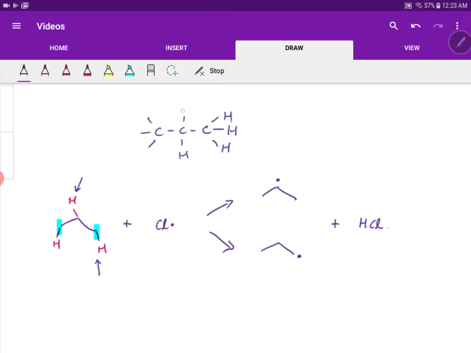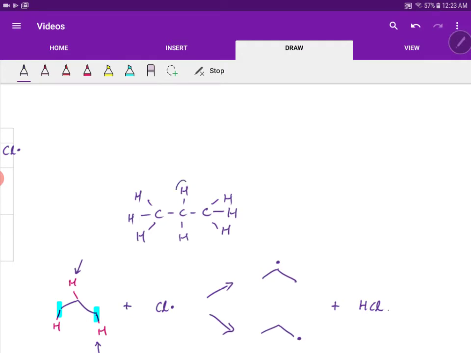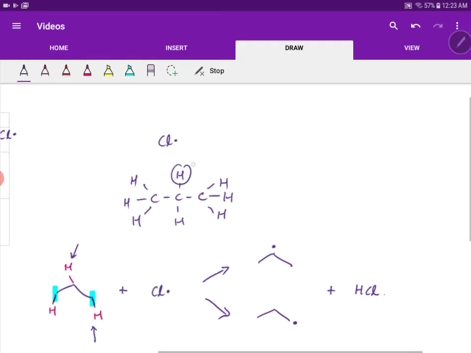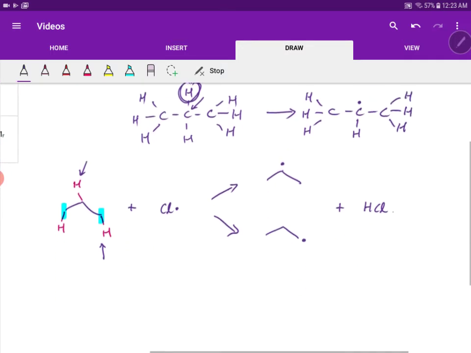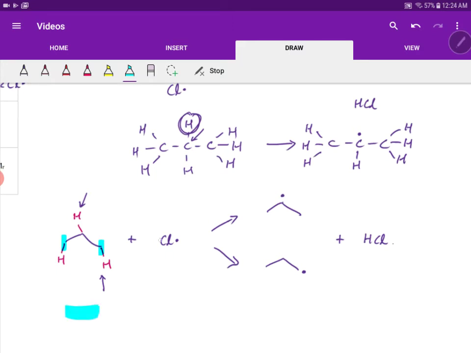How do I get this radical? Assuming I'm taking away this hydrogen here, this radical will take away this hydrogen and form a radical at this point. So what I will get at the end is this, because of a lack of one hydrogen. And of course I have my HCl molecule. Can you see that we have now reacted a molecule with a radical to form a radical and a molecule? This is our first propagation step.